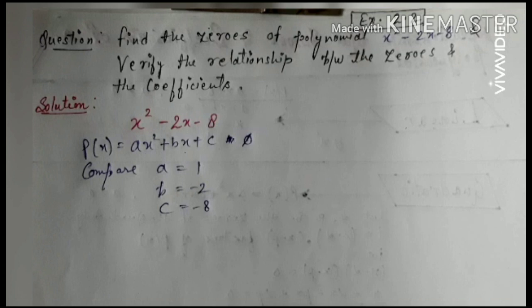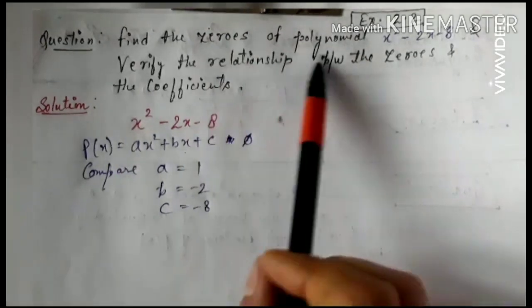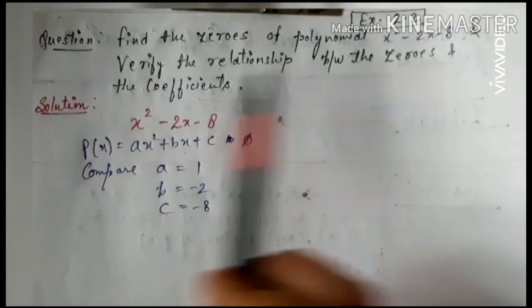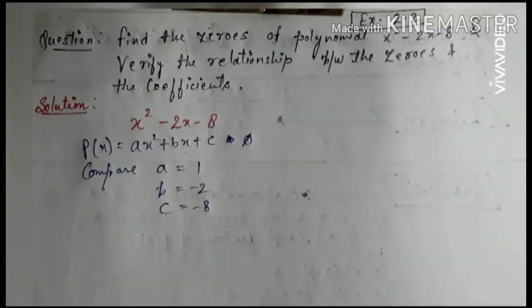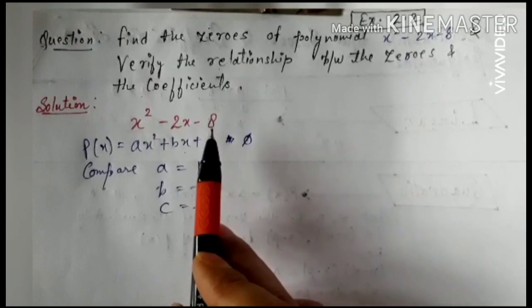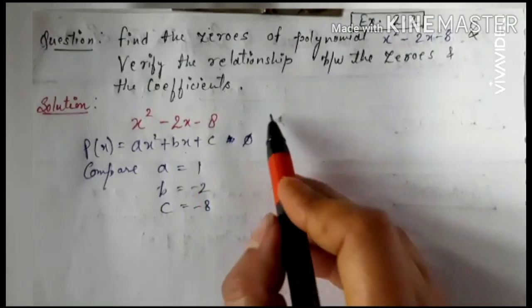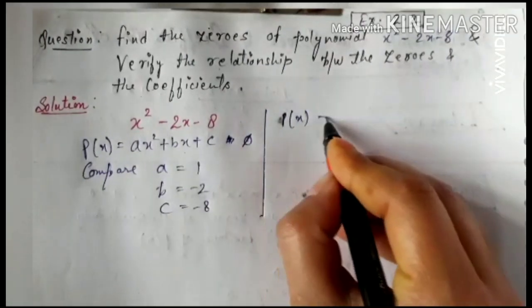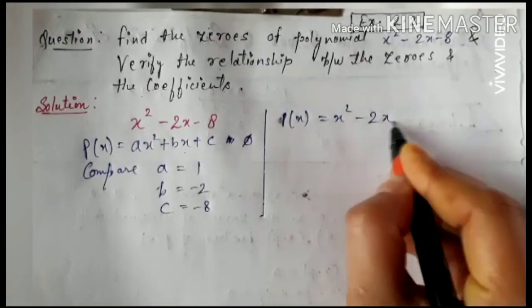You have studied about the zeros of a polynomial, then the relationship between the zeros and the coefficients. So firstly we will find the zeros of this polynomial x square minus 2x minus 8. To find the zeros, suppose p(x) equal to x square minus 2x minus 8.